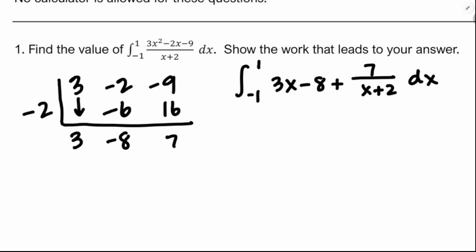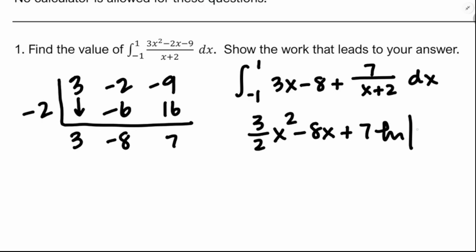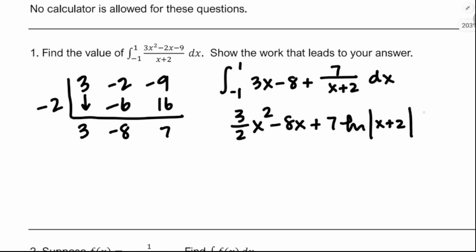I'm going to find an antiderivative. 7 log absolute value of x plus 2 as x runs from negative 1 to 1. Okay. All right, so when I plug in 1, I'm going to have 3 halves minus 8 plus 7 of the natural log of 3.